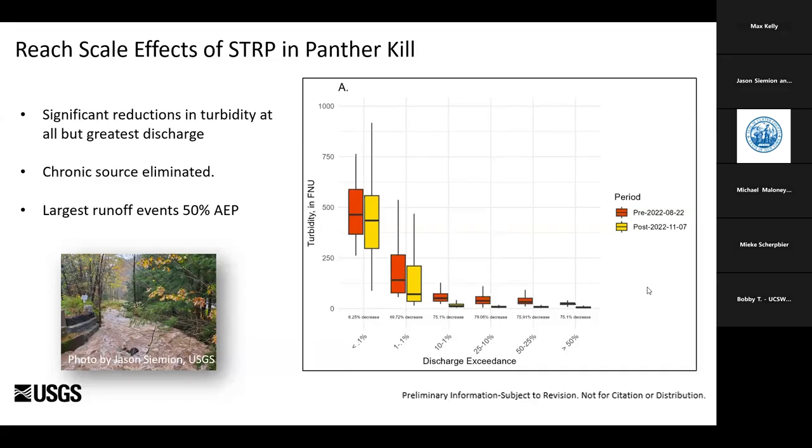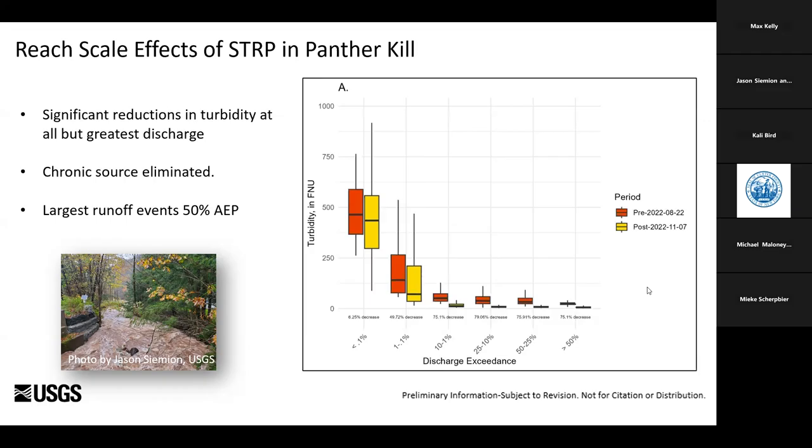For the next two groupings, the 25 to 10 and the 10 to 1% discharge groupings, we also see a 75% reduction in turbidity, showing that the relative reductions in episodic turbidity match the relative reductions seen for the chronic turbidity. And finally, for the 1 to 0.1% and the less than 0.1% discharge exceedance groupings, the first grouping, the 1 to 0.1%, shows a statistically significant 50% reduction. However, there is a non-statistically significant 6% reduction at that highest less than 0.1% discharge grouping.